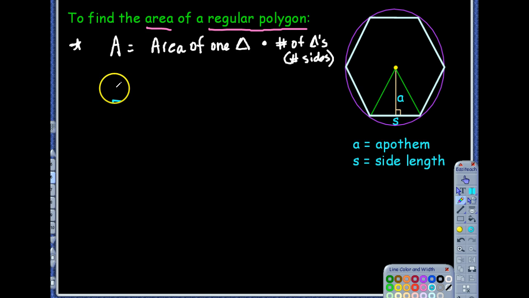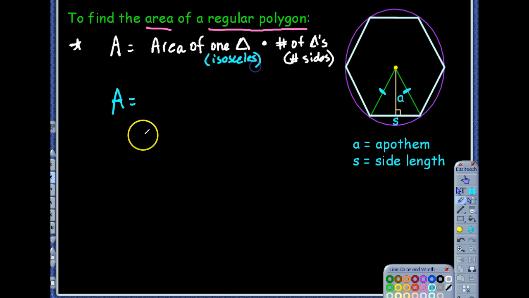Okay. So we know this could be an equilateral triangle, but not necessarily. They will always be isosceles triangles. And why is that? Because the radii are congruent. So these are always going to be isosceles. So area of one triangle, this is always isosceles.